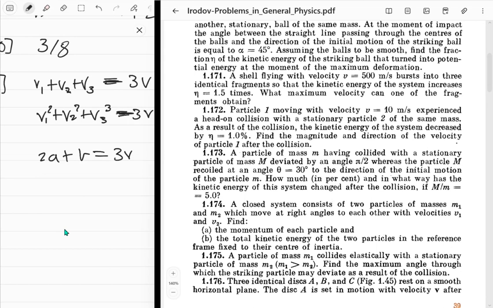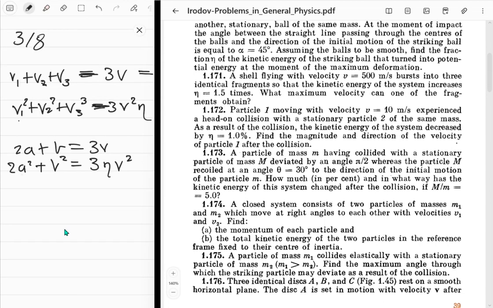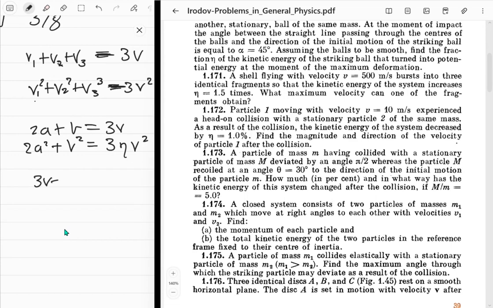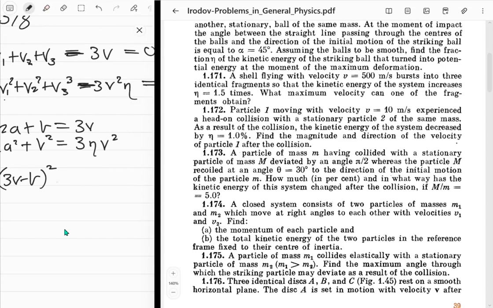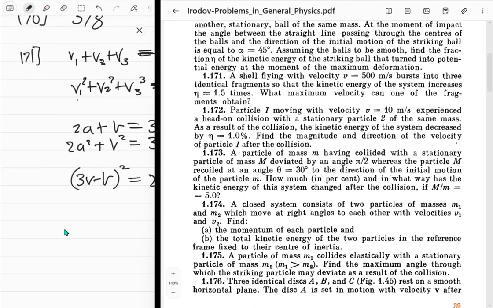So a and b, and then you've got this is equal to 3v. Our aim is just to find what b should be, right? And then you've got another equation that tells us it's going to be 2a squared plus b squared is equal to 3 eta v squared. From here we can try to eliminate a squared. So taking this, it's going to be 3v minus b, squared. That's going to be 4a squared, so it's 2 times this whole thing, 3 eta v squared minus b squared.